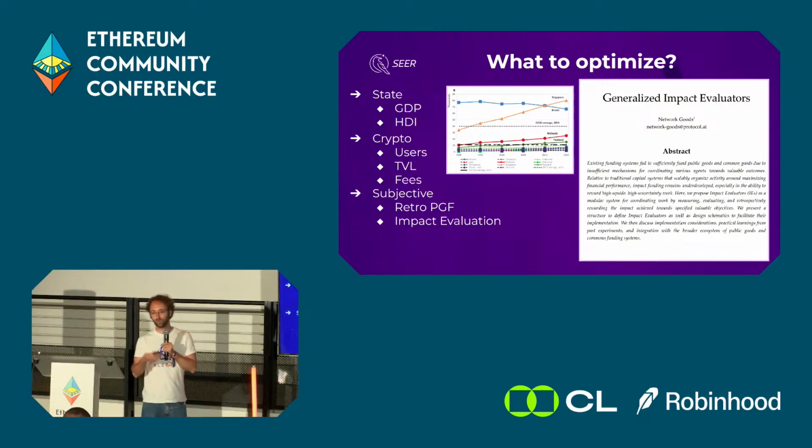So we could use a system we already have, like RetroPGF, or we have all this work which is done in terms of impact evaluation, where you want to evaluate the impact of a project, and then you can trade on those markets, which is, if this project is funded, what will be the value of the impact metric? And you can fund the project with the highest impact metric.